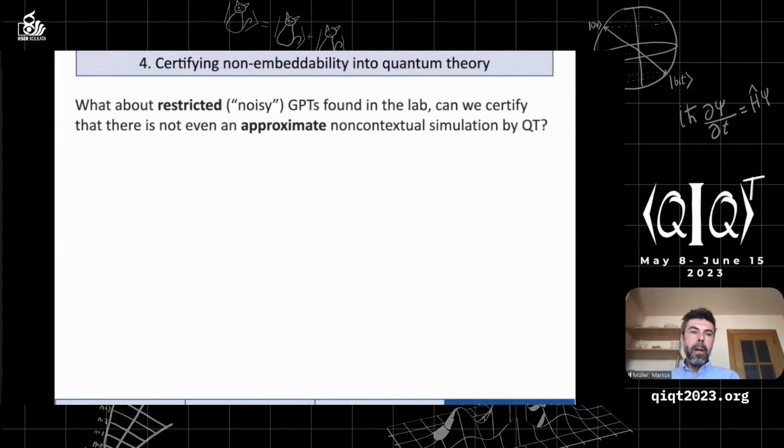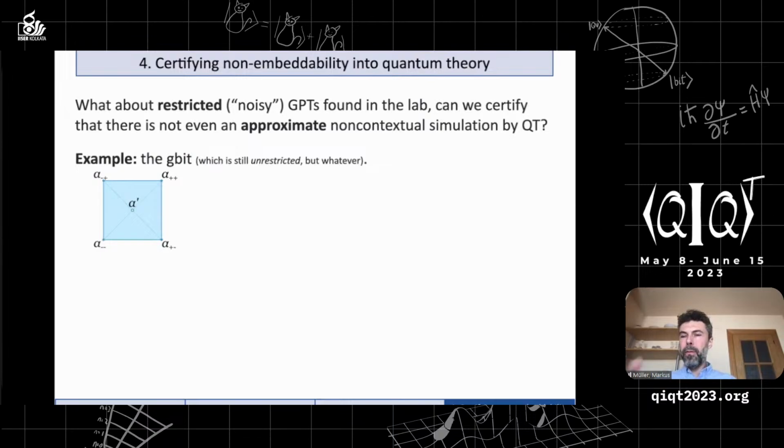What about restricted or noisy GPTs that we find in the lab? Can we certify that there is not even an approximate non-contextual simulation by quantum theory? And I will show you that we can in some special cases, and we have a general scheme. As a special case, which gives you a proof of principle, let's look at the square bit again, the gbit. It's still an unrestricted theory, but whatever, as a proof of principle, let's look at this.